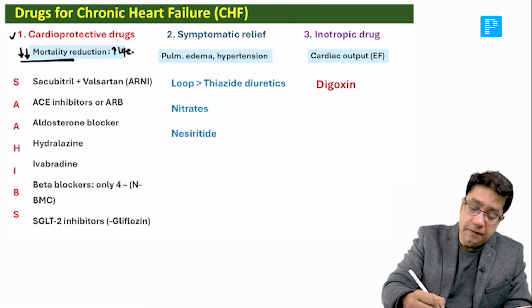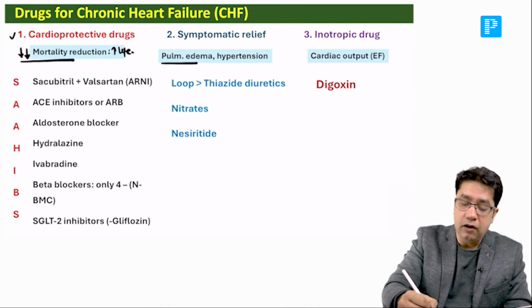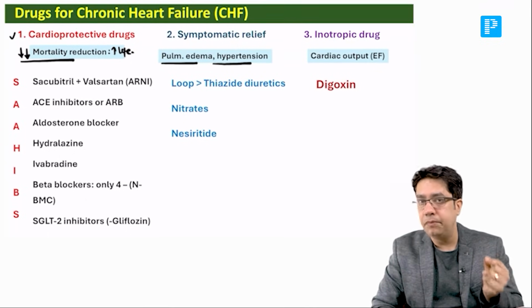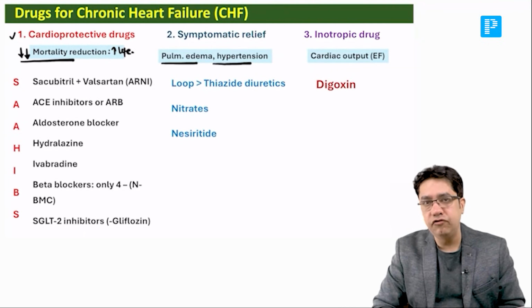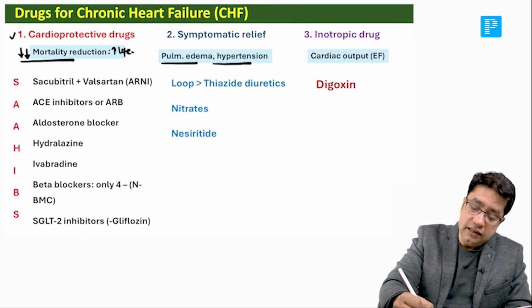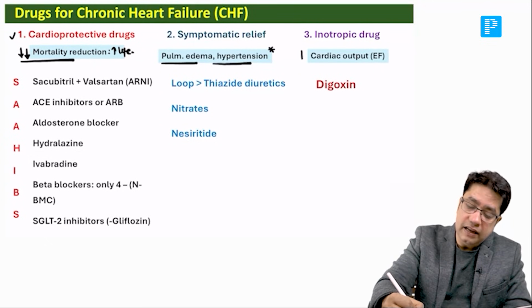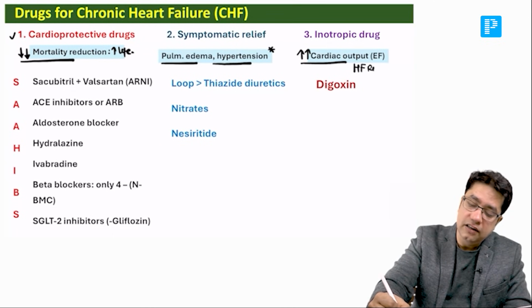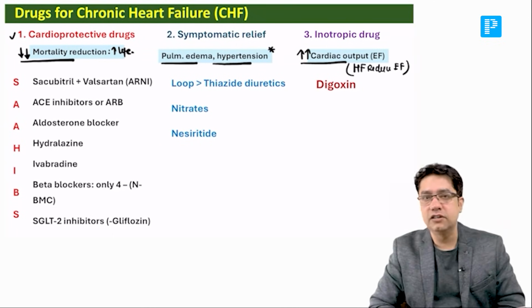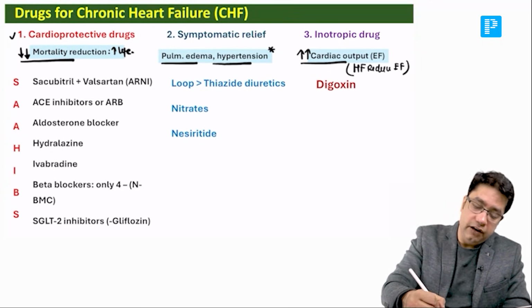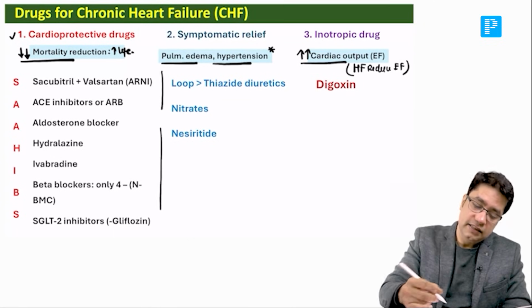Then we have symptomatic relief. So in left ventricular failure, the patient will have pulmonary edema because of increase in preload, and because of increase in afterload, artery constriction, the patient can have hypertension. And lastly, we use inotropic drugs which will increase cardiac output if the patient is having heart failure with reduced ejection fraction. That means when the cardiac output is reduced. So let's see what are the cardioprotective drugs we have which can reduce mortality, the ACE inhibitors.